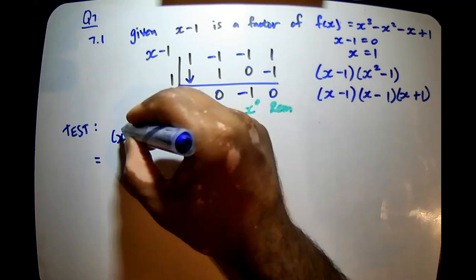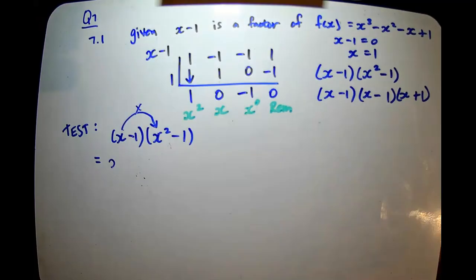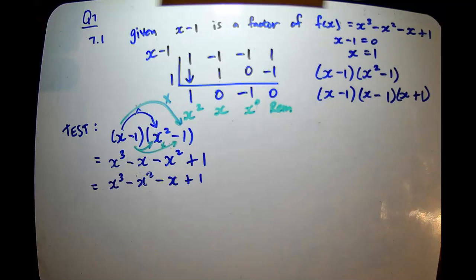Okay, let's try it. Let's test it. So testing this, we're going to put it in the FOIL method. So x times x squared will give us x cubed. X times minus x will give us minus x. Minus 1 times x squared will give us minus x squared. Minus 1 times minus 1 will give us plus 1. Change the order. You have exactly the same question given, which means this answer here is perfectly correct.